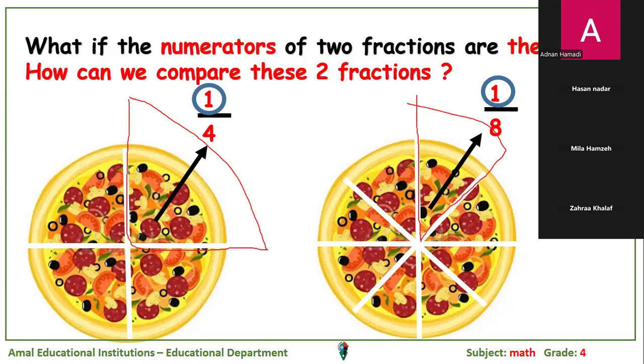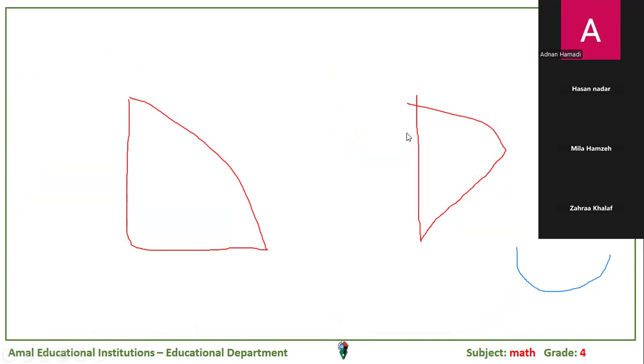So if we have the same numerator, meaning we take one part and one part, we compare the denominators. We should choose the fraction with the smaller denominator, and it will be bigger. Meaning the size of the piece will be bigger. Do you understand? Yes. Excellent.